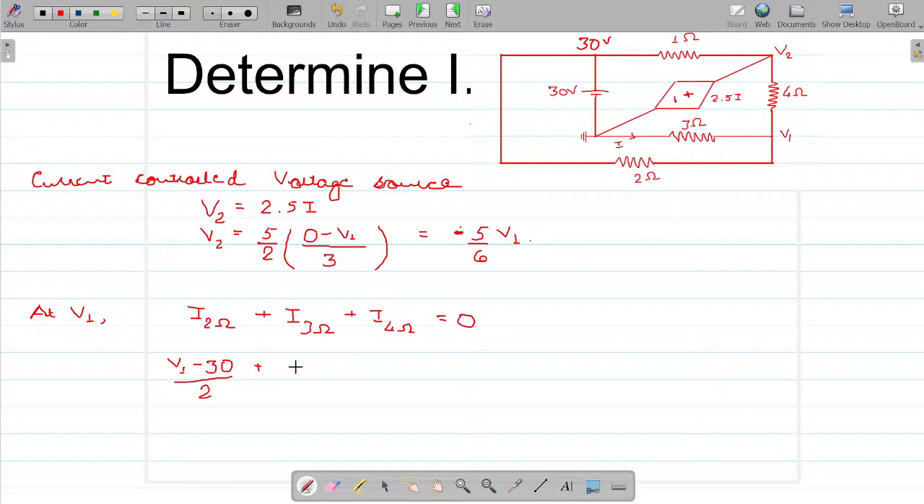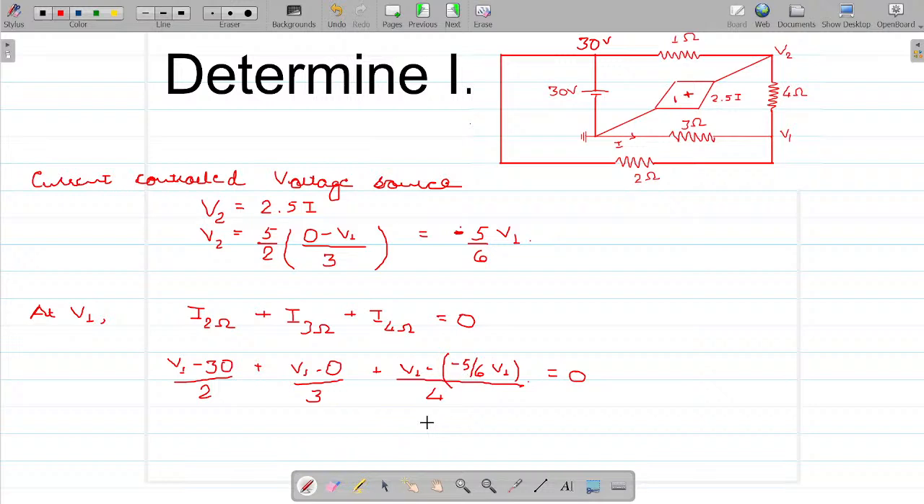Plus, what is the current in the 3 ohm resistor? V1 minus 0 divided by what? 3. Plus what is the current in the 4 ohm resistor? V1 minus, what is V2? V2 is this, V1 minus V2 I should write, but what is V2? Already we have calculated it to be 5 by 6 times V1, right? Upon 4 is equal to what? 0, right?